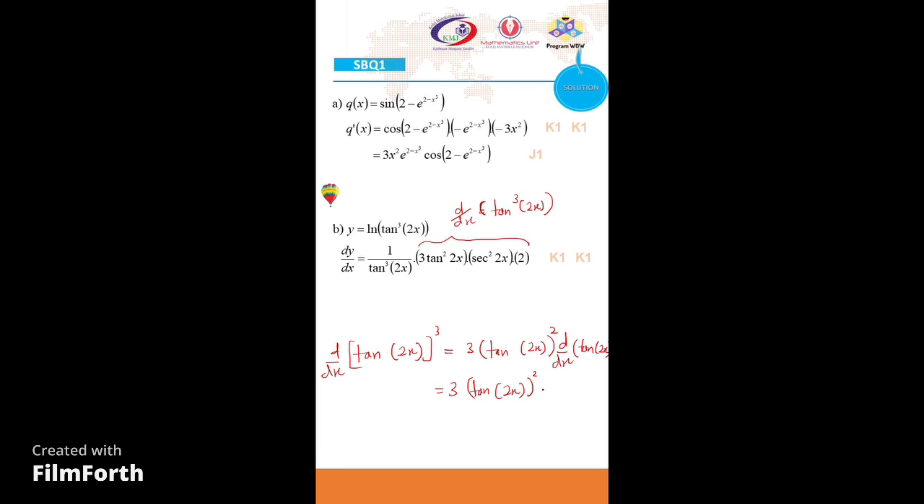So differentiate tangent, you will get secant square 2x, and then you need to differentiate the angle of the secant. So you will get 2. So that is how you get this expression. And then you simplify the expression, and then you get the final mark.